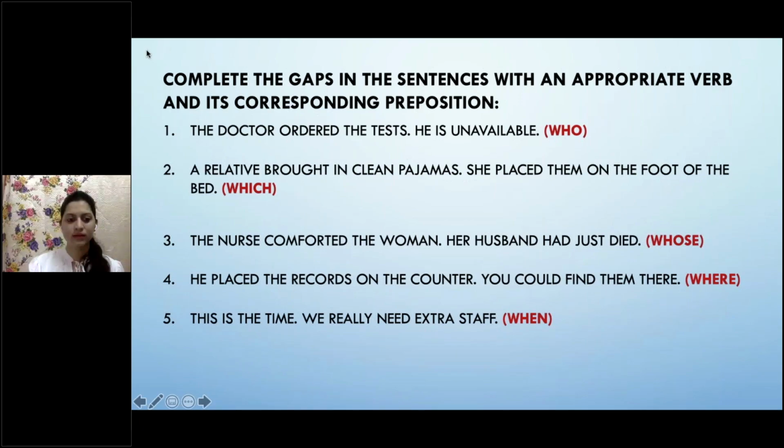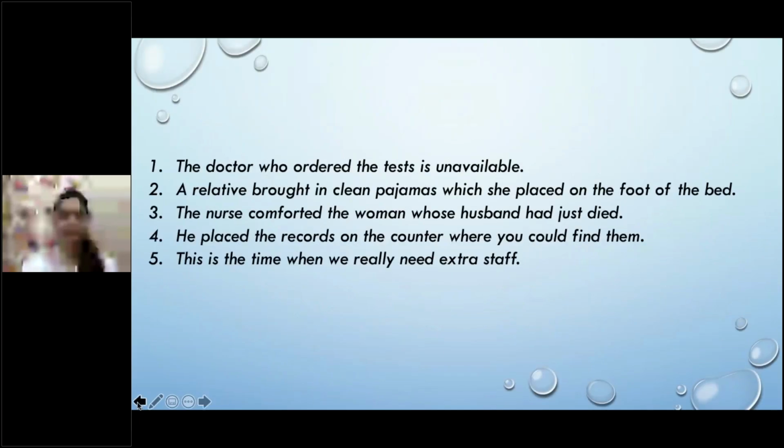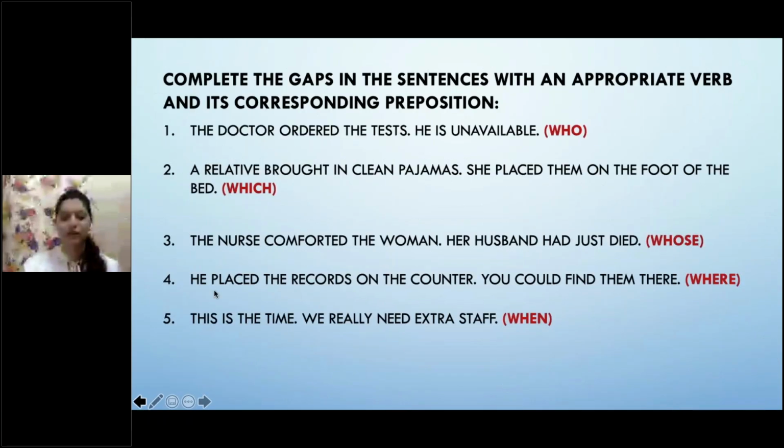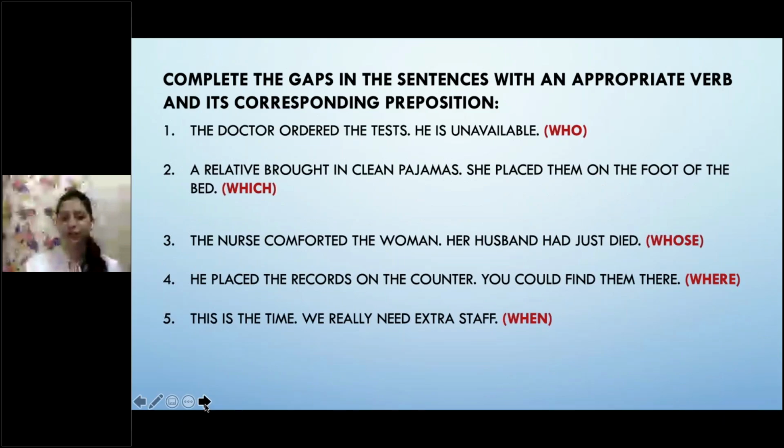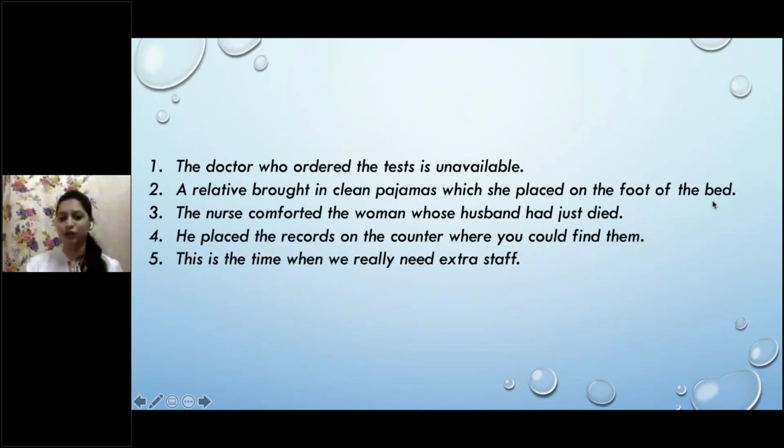So let's check them in the next slide. So the first one becomes, the doctor who ordered the tests is unavailable. The second one, the connector word was which. So a relative brought in clean pajamas, which she placed on the foot of the bed. The third sentence was, the nurse comforted the woman. Her husband had just died. And the clue word was whose. So the nurse comforted the woman whose husband had just died.